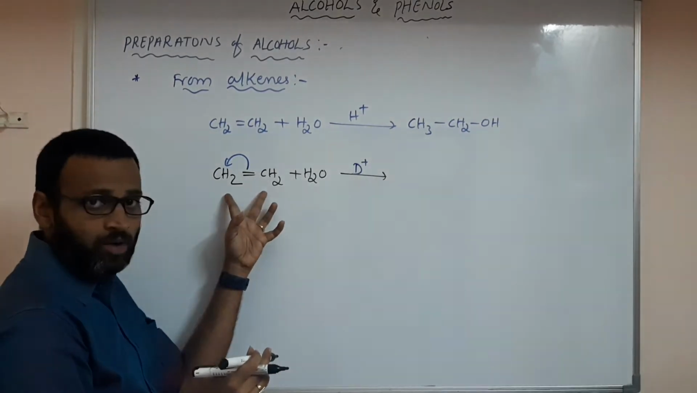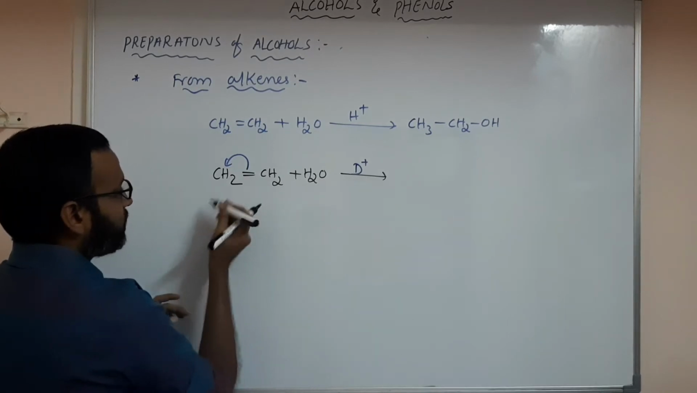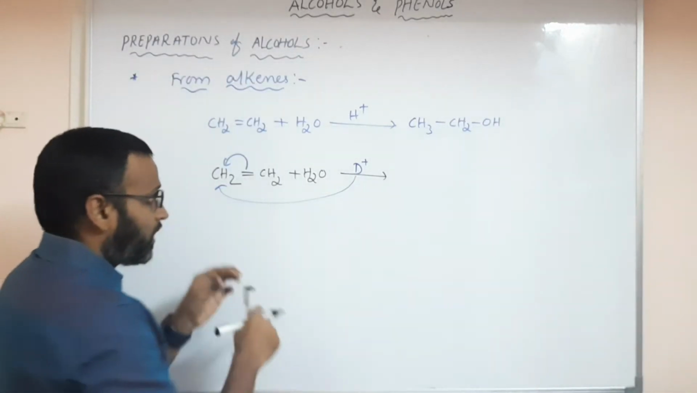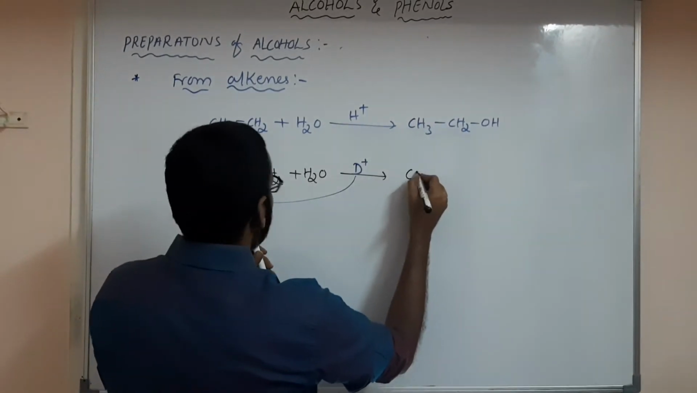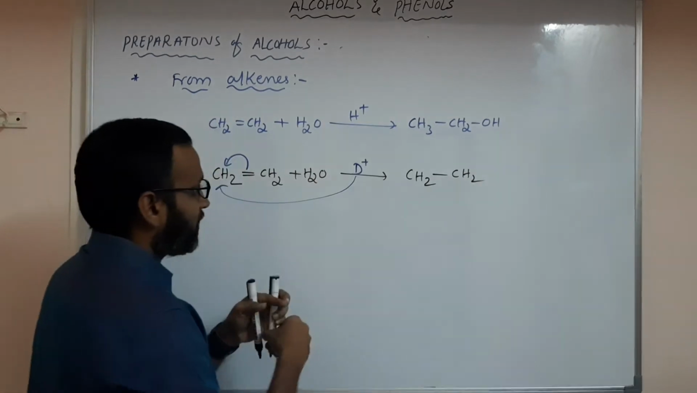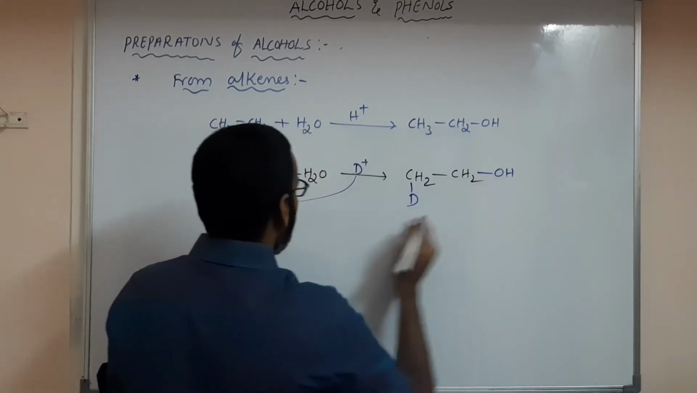Both carbons are the same, so here is a negative charge and here a positive charge. So D plus will come over here. Now the product is CH2 single bond CH2, and here you have D and here you have OH, from here.